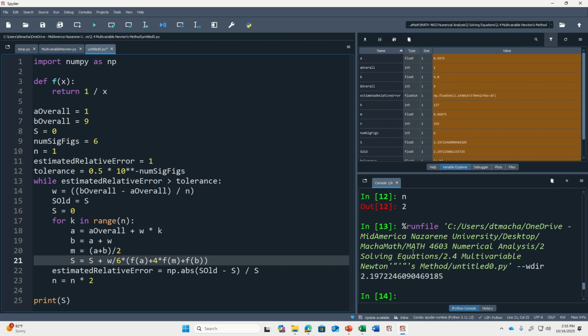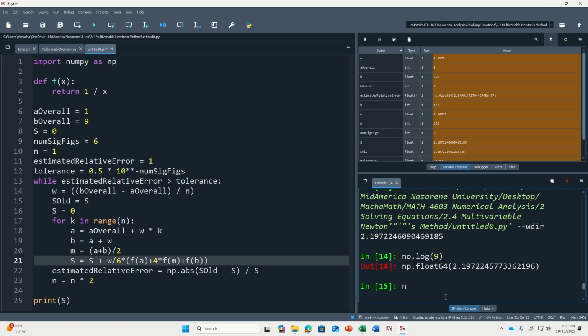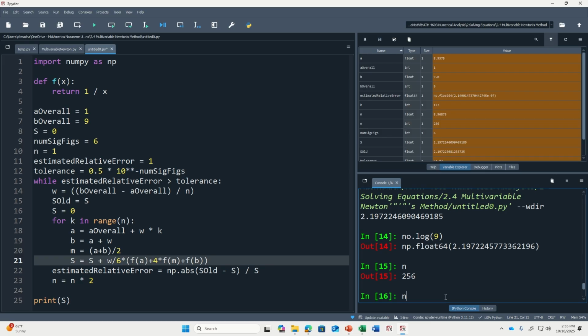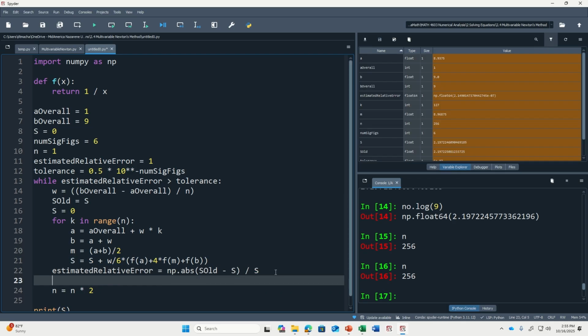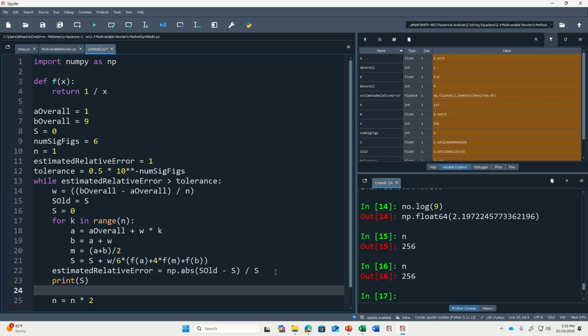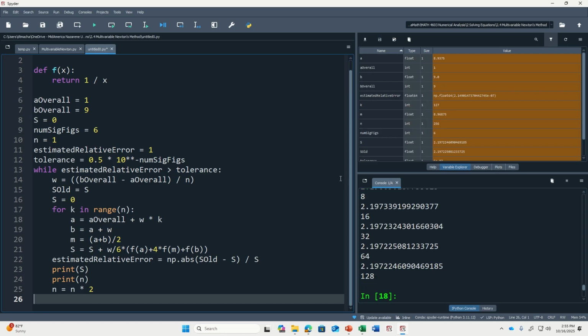Now let's try it. Okay, now let's also try. Whew, okay, so did we get 6 significant figures? 2.19722, 2.19722. Yeah. That's interesting. That is very interesting. So I'm going to have it print the answer every step along the way and how many subintervals it took to get that answer, and we'll see what happens.